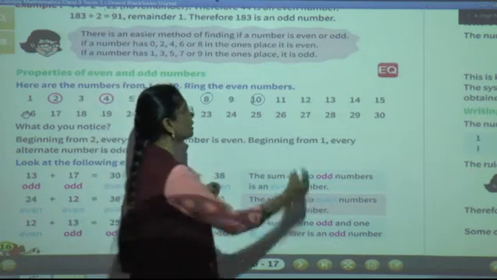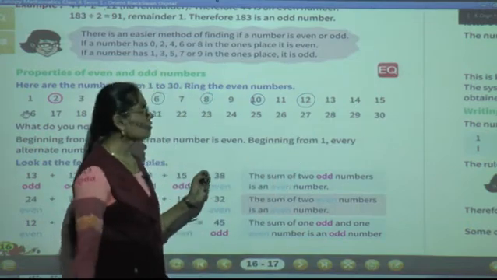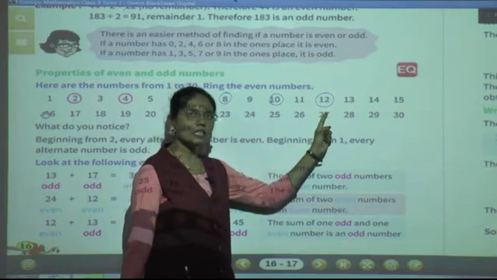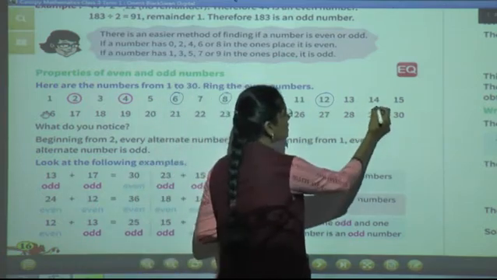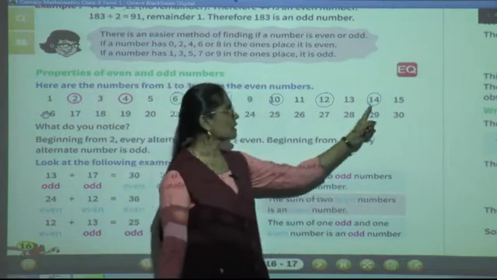We will ring it. Then after 10, here 12. 12 is also even. Why? Because at ones place 2 is there. So 12 is an even number. Then see this 14. 14 is also an even number. Why? Because at ones place 4 is there.